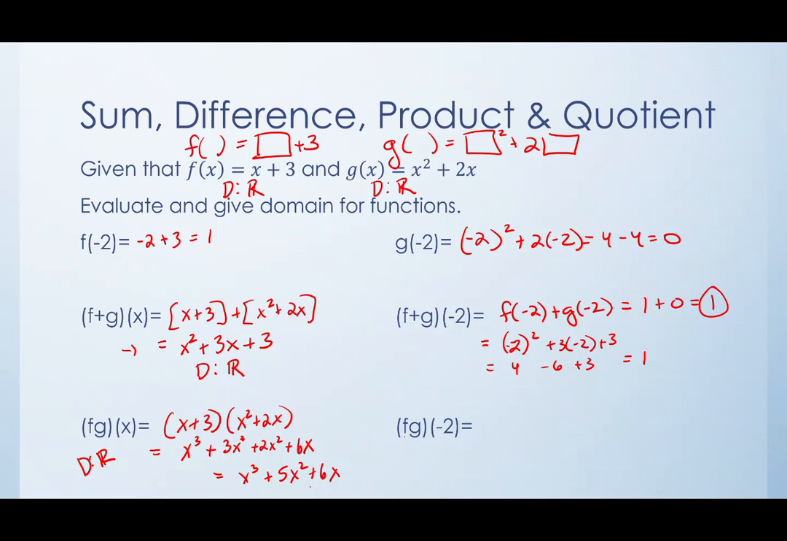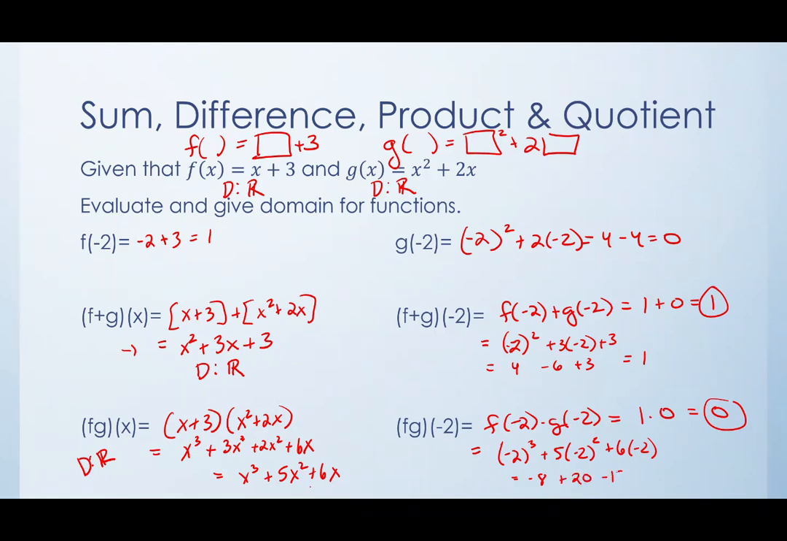Now here's where, evaluating that at negative 2, we can go back up and say, oh, this is really f of negative 2 times g of negative 2. So that's 1 times 0, which of course is 0. And that's a lot easier than saying, oh, I'm going to plug negative 2 into my function and evaluate it, because this would be negative 8 plus 5 times 4, which is 20, minus 12, which is 0. Easy enough.